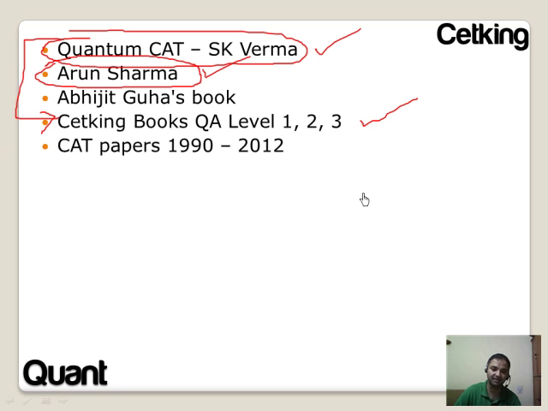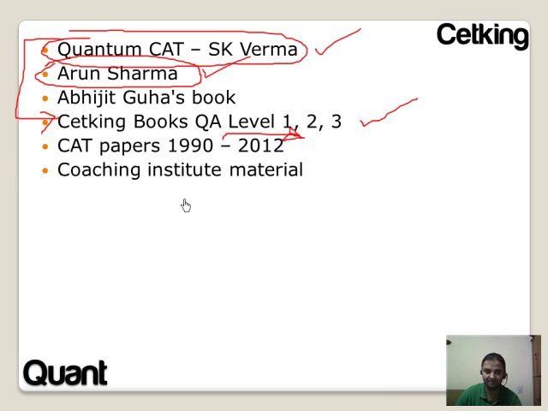Apart from this, I would recommend you to do CAT papers from 1990 to 2012. Papers after 2009 are not available online because it's banned to publish the questions. So we have not given the same questions, but we have given similar questions so that you can understand the level of difficulty of the paper and then act accordingly. It's all covered in the papers.